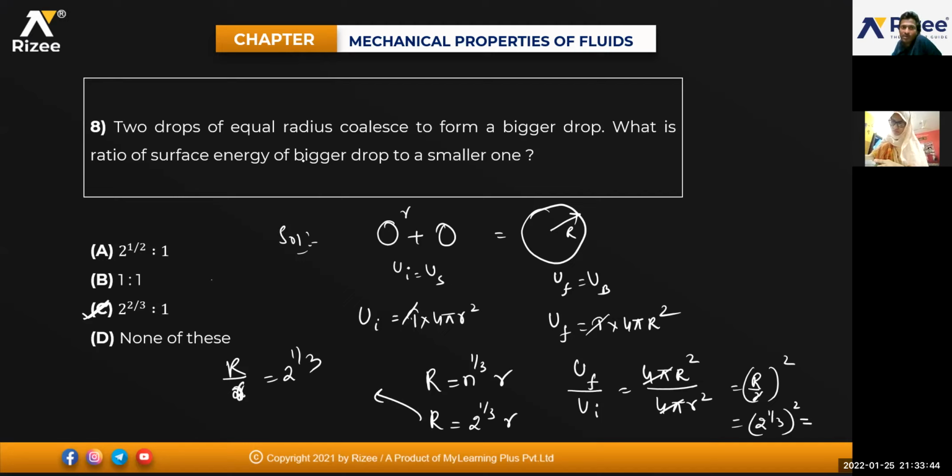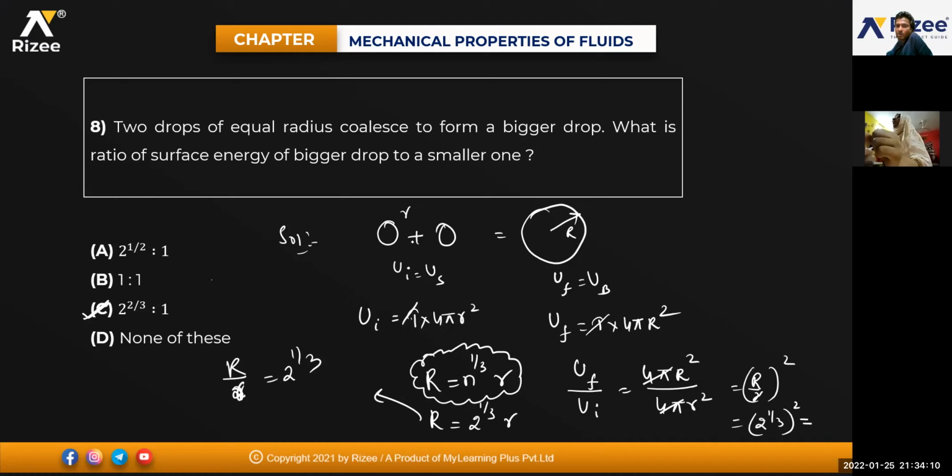Two drops of equal radius collide to form a bigger drop. What is the ratio of the surface energy of the bigger drop to the smaller drop, is what is being asked. So these two droplets are colliding. Ui means energy of the smaller droplet, Uf means energy of the bigger droplet. Initial energy is surface tension into 4 pi into r square, beta. And bigger droplet energy is T into 4 pi into capital R square. And you know the relation between capital R and small r, beta. Capital R is equal to n to the power of 1 by 3 into small r.